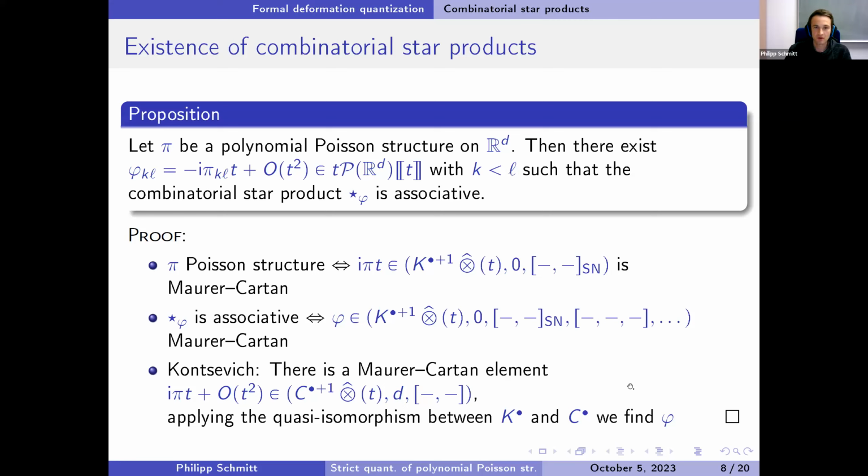Okay, so what have we done so far? We've seen that any polynomial Poisson structure can now be quantized by one of these combinatorial star products that is at least associative. And well, for now only defined on polynomials.